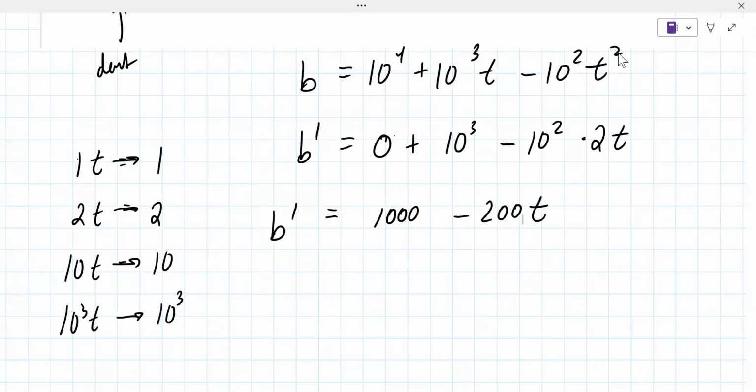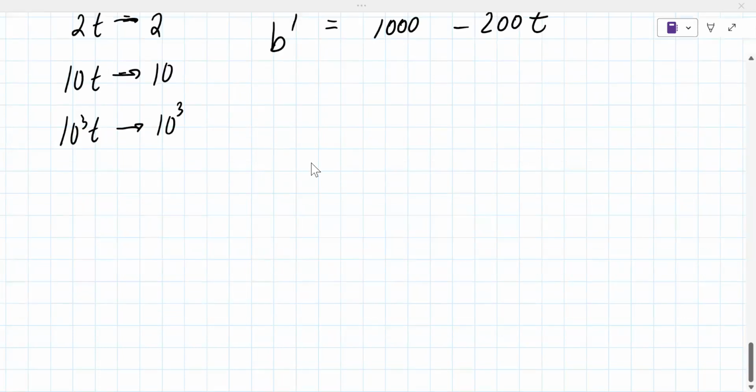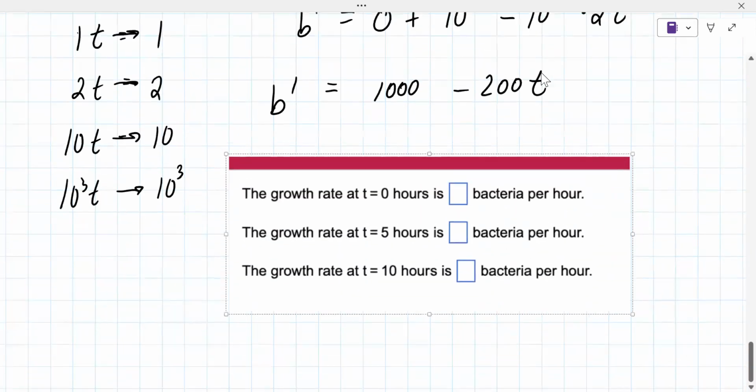So now the questions are pretty straightforward. You're putting these values into the derivative. You're putting 0 in for t, 5 in for t, and 10 in for t. Okay. So go ahead and do that, and let me know if you have any questions.